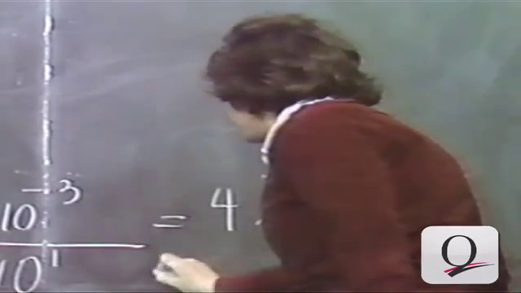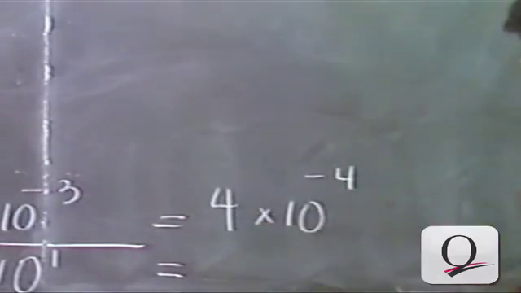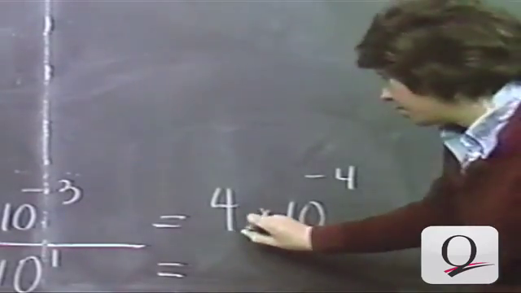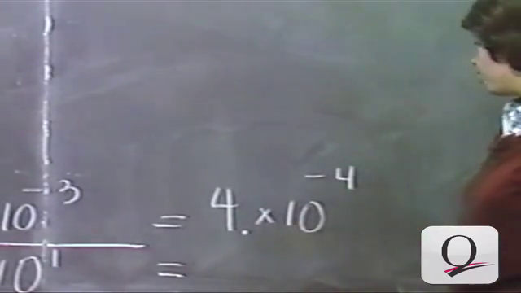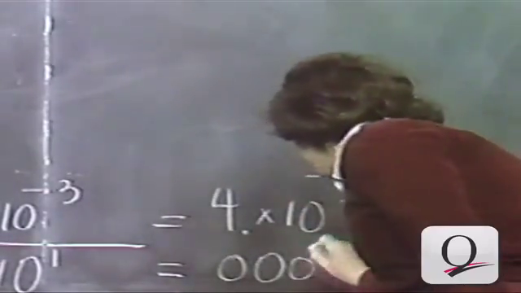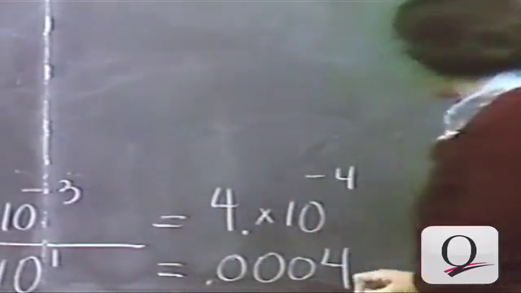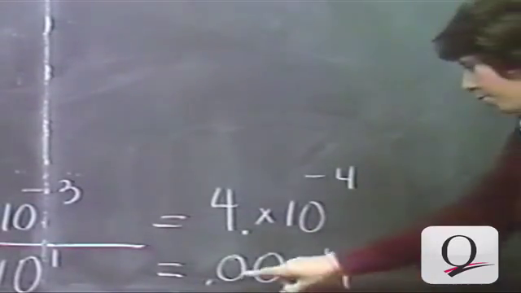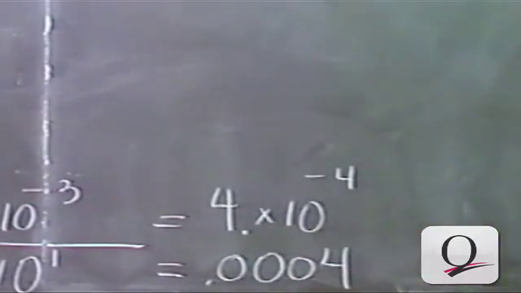And if you want to write this without power of 10 as a decimal, 4 point times 10 to the minus 4, you'd move the decimal point 4 places to the left, giving you 0.0004. You started with 4 point, you move the decimal 1, 2, 3, 4 places to the left.